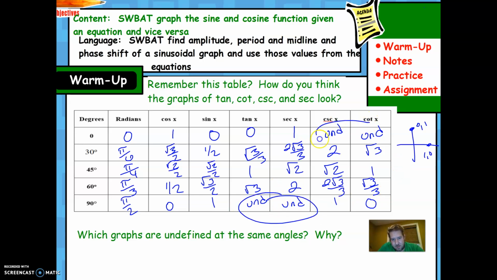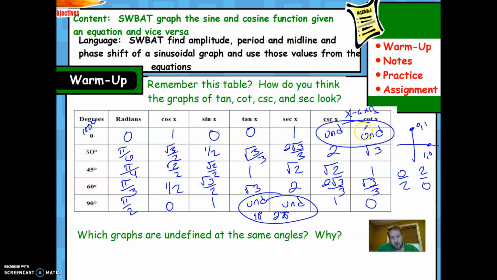Now, these two and these two are both undefined because they are the reciprocals of 0. The reciprocal of 0 is undefined because 0 over 2 getting flipped becomes 2 over 0, which is undefined. That makes perfect sense. Both of these are at 0 degrees. So cosecant and cotangent are undefined when they're on the x-axis. It's not just at 0 degrees, it's also at 180 degrees. And both tangent and secant are undefined at anything on the y-axis, so either at 90 degrees or at 270 degrees.